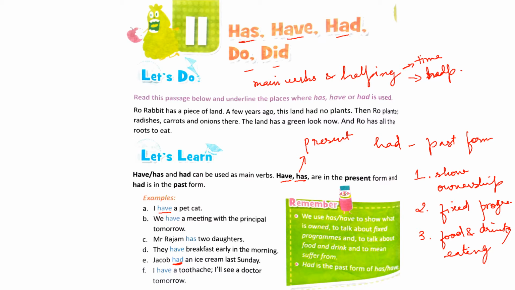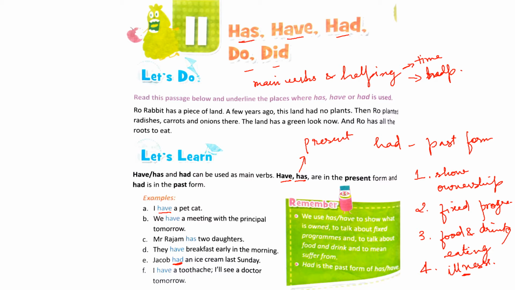Now, next use is to talk about illnesses, or you can say to mean suffer from. If you have to talk about some suffering, then you use have, has and had. For example, I have a toothache. I'll see a doctor tomorrow. Toothache means you have pain in your tooth. So you'll use have, has and had in order to convey some sort of illness. And remember that had is the past form of has and have.